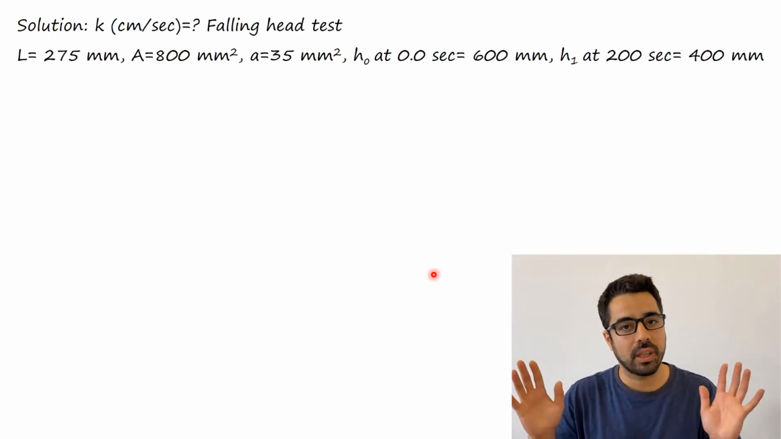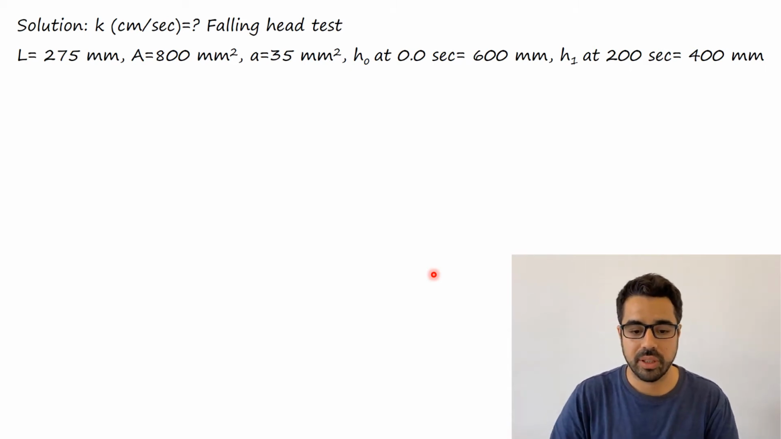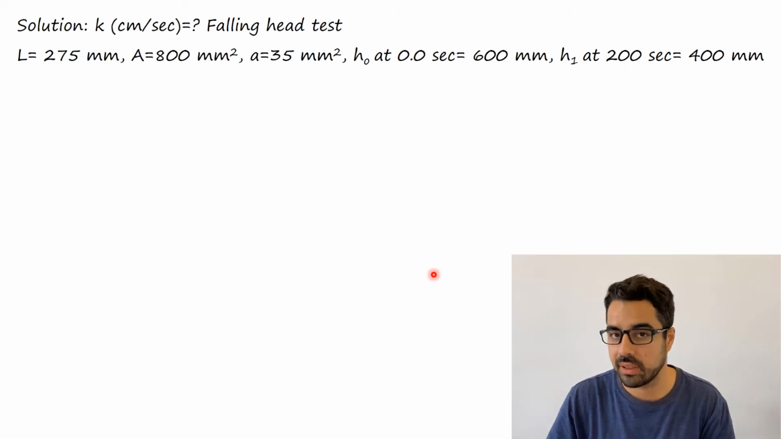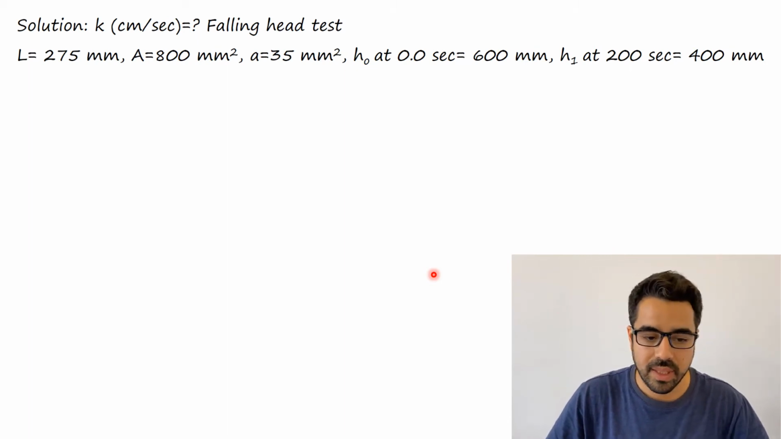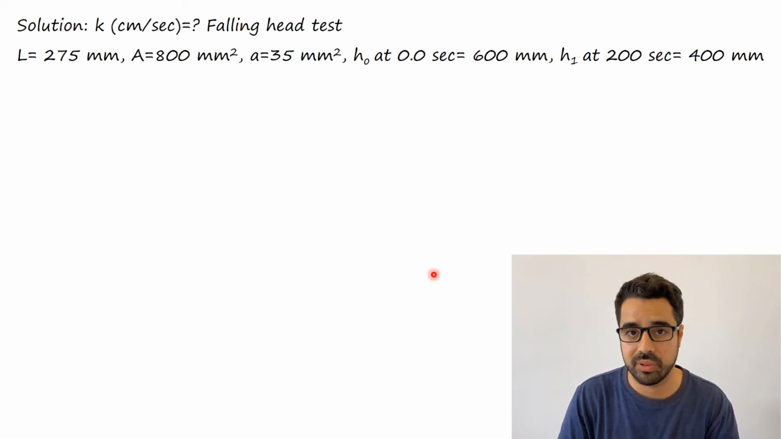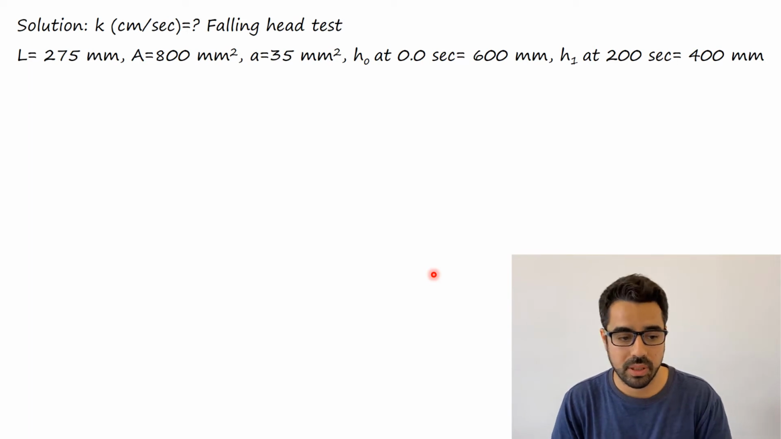So the solution, as we always start, we write down what is given. If you don't have time, it's okay. I'm just trying here to make it easy for you. So I usually start by writing down what is given. So, falling head test, this is very important. We're looking for the K in centimeter per second. I usually put that too because units are very important.